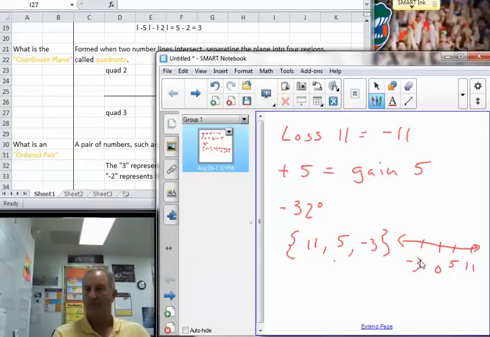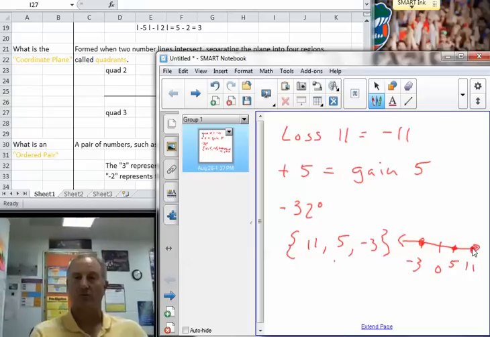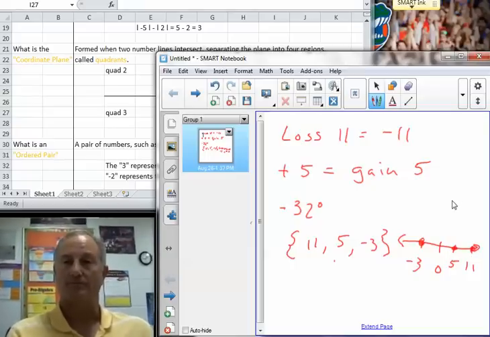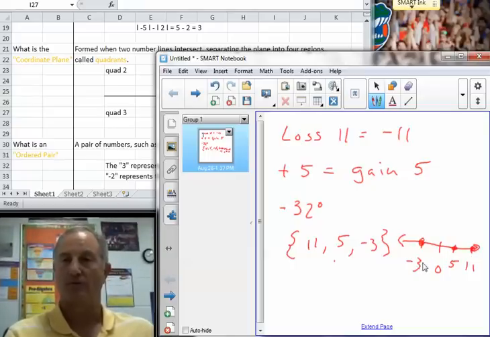You're going to graph, and all you have to do is just highlight with a dot on the number line where they're at. And then you've got those 3 points graphed on the number line. That's the number line. It's just a ruler with positive and negative. Positive to the right, negative to the left.